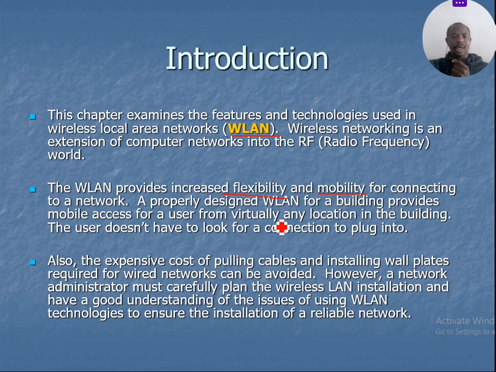Another thing we look at when we talk about wireless local area networks is that the expensive cost of pulling cable is eliminated, and installing cable and wall plates required for wired networks are avoided. In this case, you don't have to spend a lot of money on cabling or installing the wall plates, what we call the network plates. They're not required in the case of a wireless network, like in the wired network.